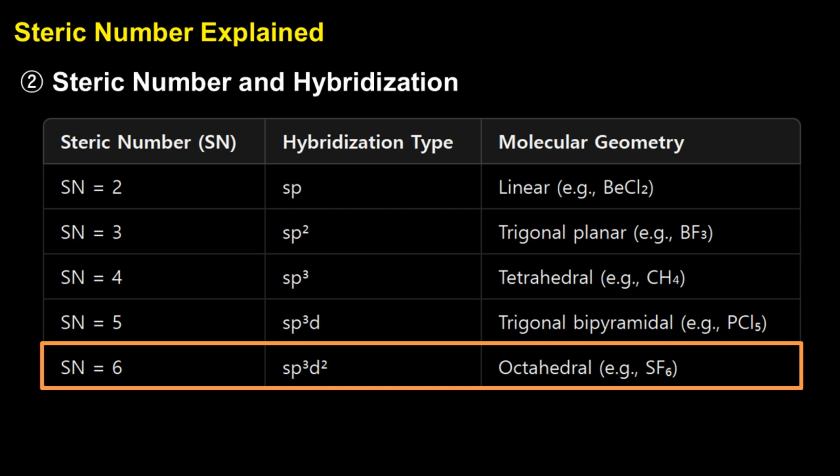Alright, that wraps up our look at steric number and hybridization. We've seen how the steric number helps us predict both the type of hybrid orbitals and the shape of a molecule. And by understanding how lone pairs affect geometry, we get a much clearer picture of real molecular structures.